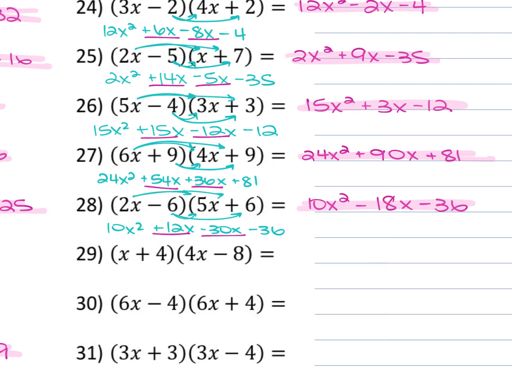For 29, we have x plus 4 times 4x minus 8. So x times 4x is 4x squared. X times negative 8 is negative 8x. 4 times 4x is 16x. And then 4 times negative 8 is negative 32. When you combine your like terms, you're left with 4x squared plus 8x minus 32.